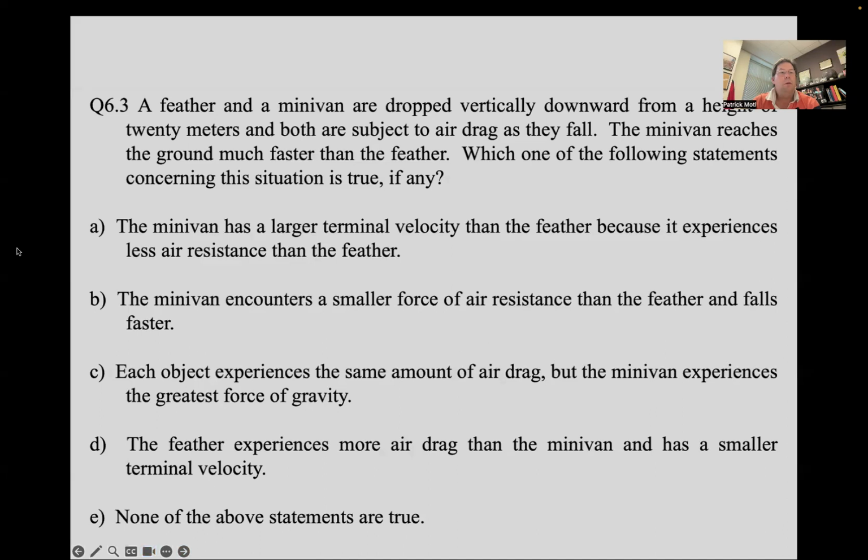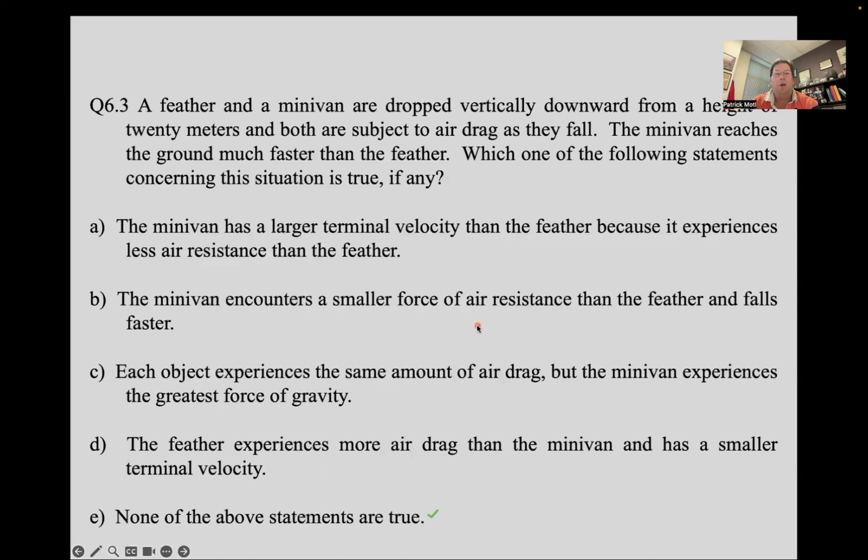All right. So our answer is E. Ka-ching. Now let's talk about why. So the minivan has a larger terminal velocity than the feather because it experiences less air resistance than the feather, which is not true. The air drag force is going to be way bigger on the minivan in terms of a force in newtons. So that's not true. Let's look at B.